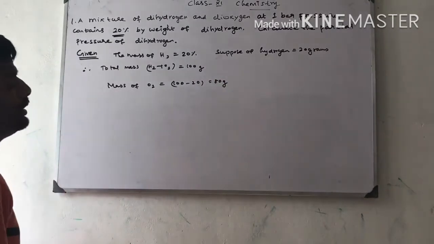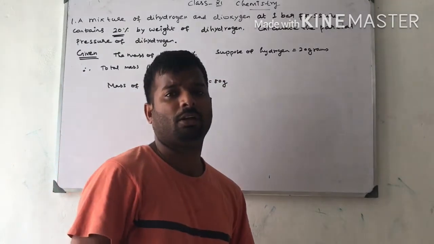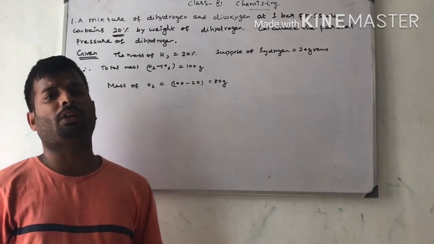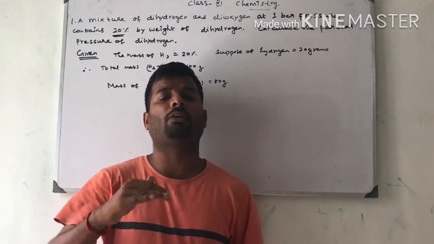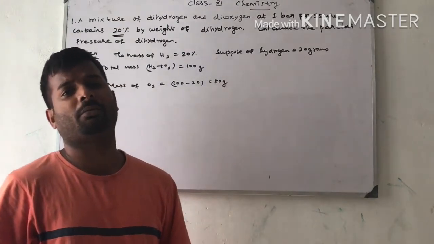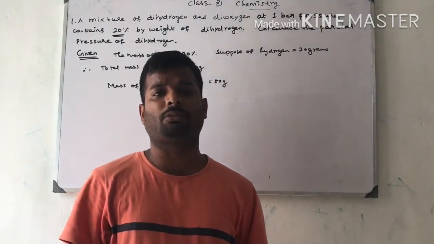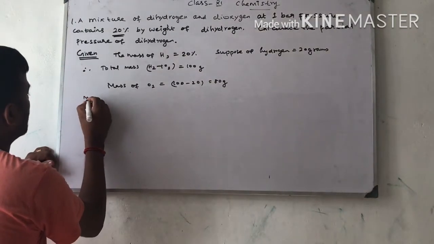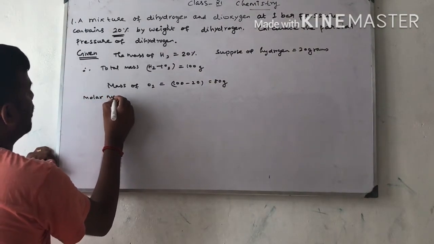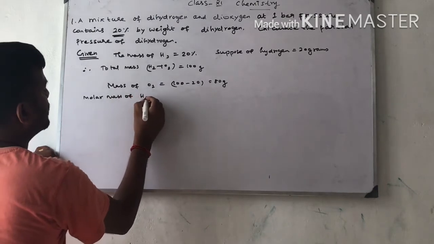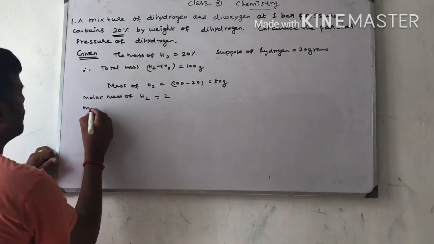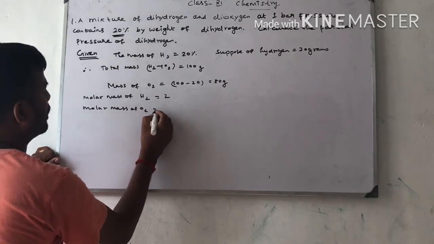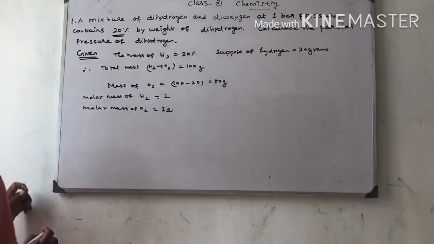So 20% means it is always out of 100. If two components are present and one is 20%, to find the remaining we subtract from 100, because totally only 100% is available. Now we go to molar mass. Molar mass of hydrogen is equal to 2. Molar mass of oxygen is equal to 32. So these are the terms we want.